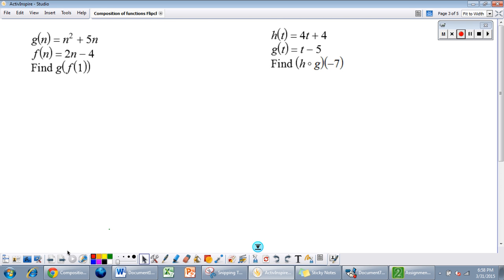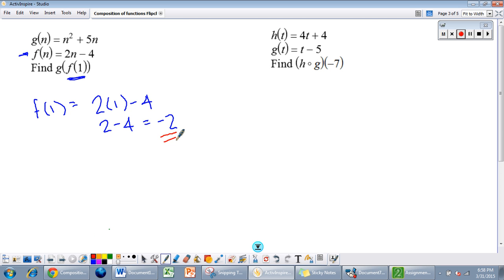In my first example, I have g of n and f of n. Again, I have to pay attention to how it wants me to place the order. So we're first looking at the f of 1. Into my f function, I'm going to replace the variable, in this case an n, with 1. f of 1 equals 2 times 1 minus 4. Order of operations says 2 times 1 is 2, minus 4 equals negative 2.